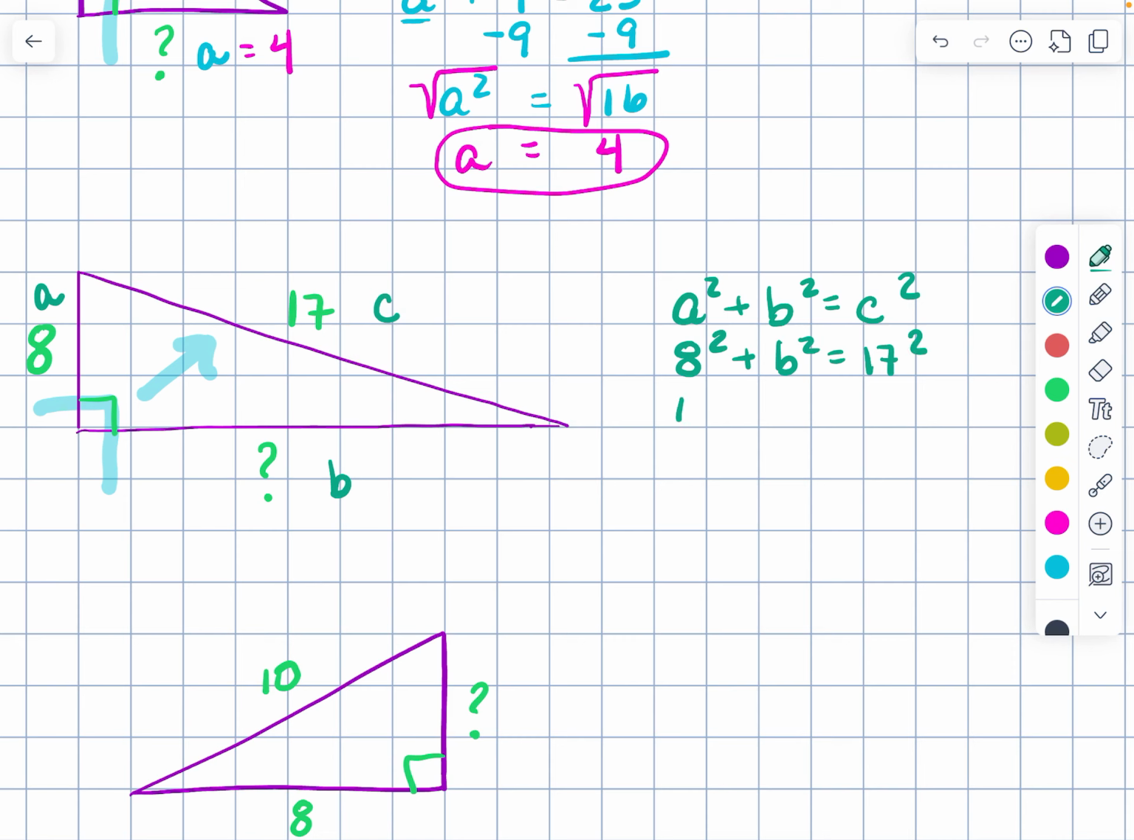8 times 8 is 64, plus our b squared. And 17 squared, let me work that out real quick. 7 times 7 is 49. 1 times 7 is 7. That's 11. 1 times 7 is 7, and 1 times 1 is 1. 9, 8. So that's 289.